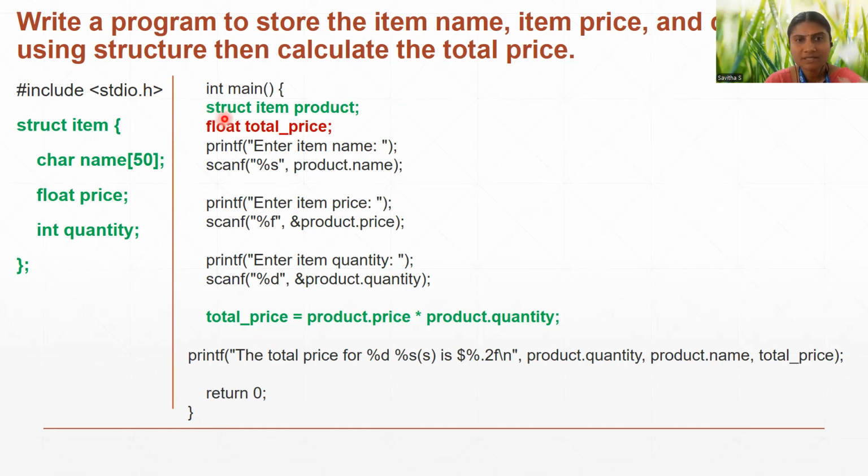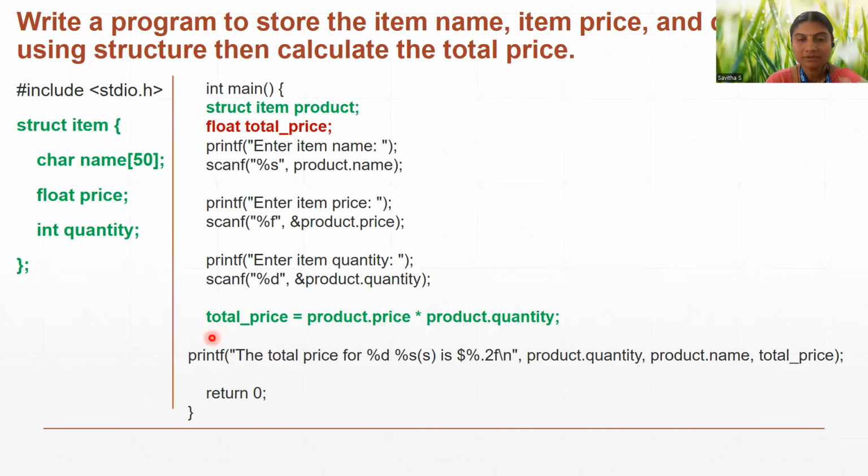Look at here. Struct item product. Item is the name of the structure. Product is the object name, the structure object name. With the help of product, we will call all the data variables of the structure. So int main, struct item product, then total price is outside the structure, because I want to store the price in float. First, enter the item name. I'm reading the data for product name, and enter the item price. I'm reading the data for product price, then the quantity of the product.